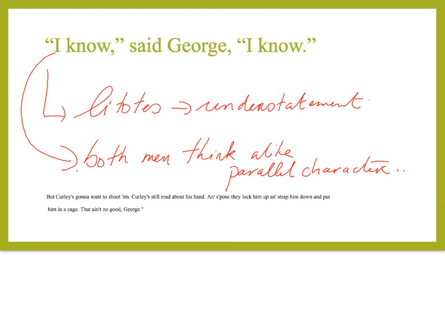So the understatement that he uses reflects the understatement that Slim has used previously, and it shows that both men are thinking alike. Again, we get this idea that they are parallel characters. They are characters that reflect similar qualities. So Slim has said, that ain't no good, George, and I talked about that there. That's exactly the same phrase that George had used in relation to Slim.